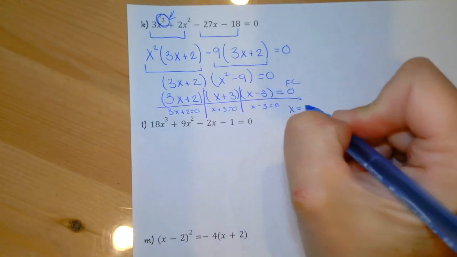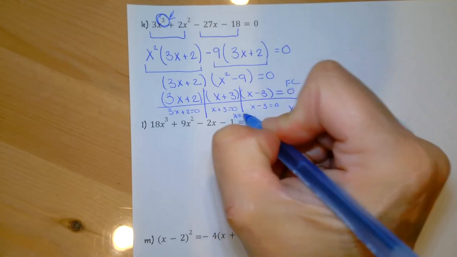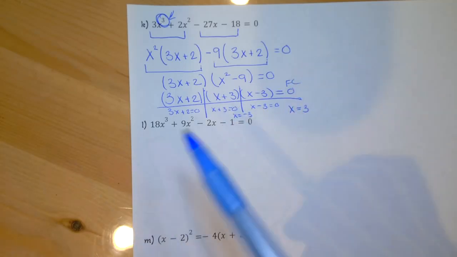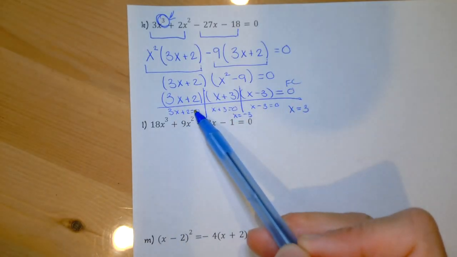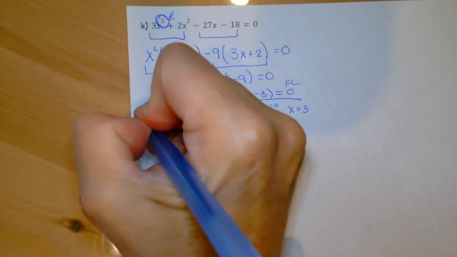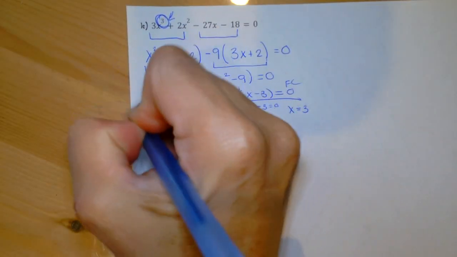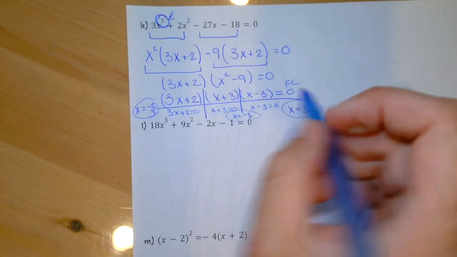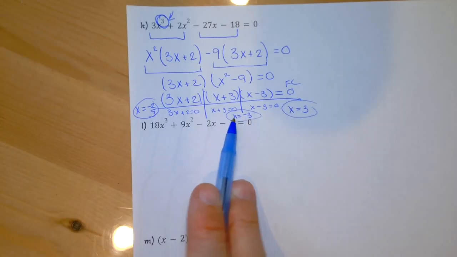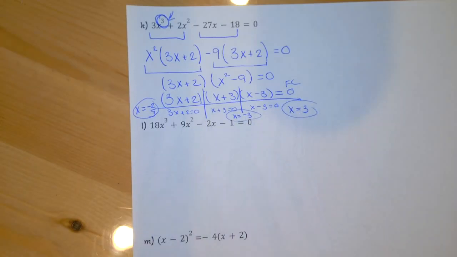Let's see, this one's going to get me x equals 3. This one's going to get me x equals negative 3. This one I'm going to subtract 2 and divide by 3. I'm going to get x equals negative 2/3. So there are my 3 solutions. It was x cubed. I'm anticipating 3 solutions.